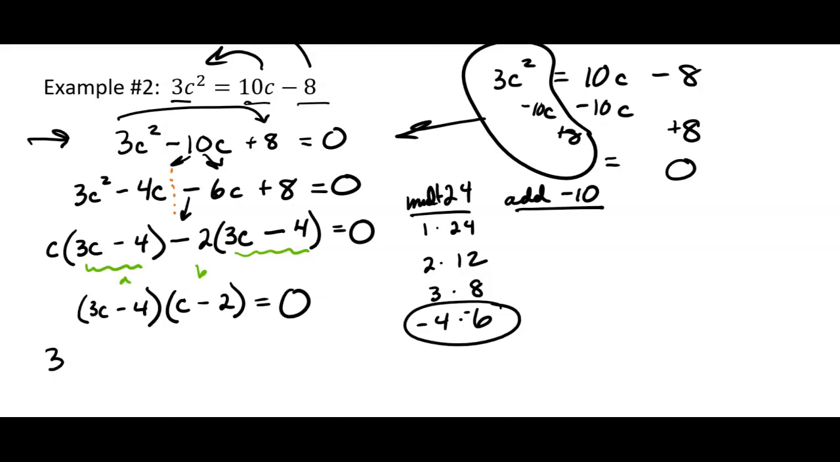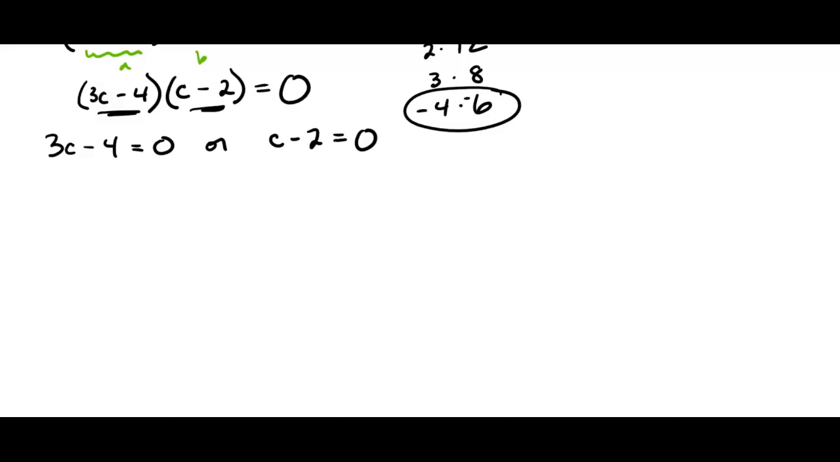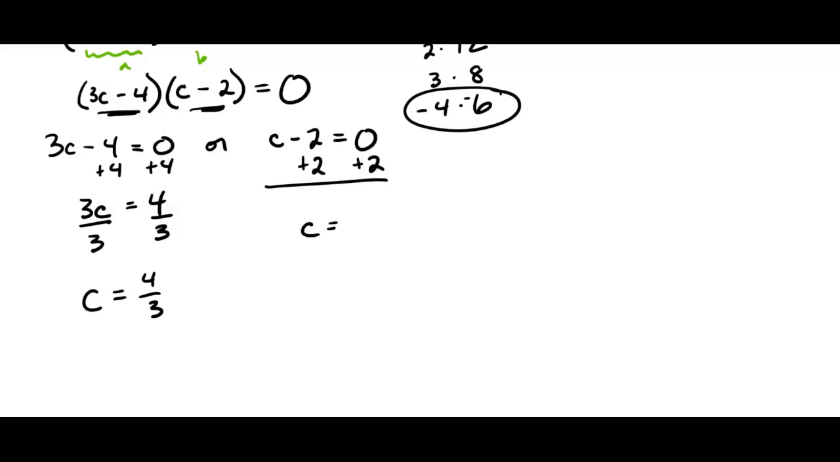Okay, so I say 2 things. Either 3c minus 4 equals 0, so this factor right here, or, and a lot of times I write the word or, you don't have to, c minus 2 equals 0. One of the 2 factors has to equal 0. Okay, so now we have those little baby equations, those linear equations, and we're going to solve those. Add 4 to both sides. This is probably getting easier, so if you don't write all the steps, that's okay. C equals 4/3. And over here, we add 2 to both sides, and we get C equals 2.